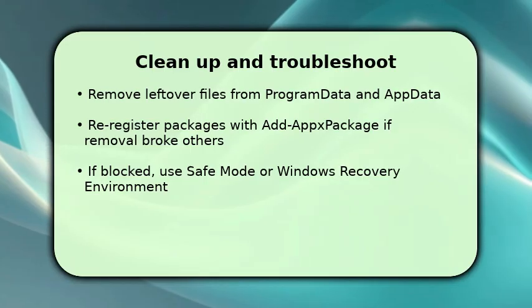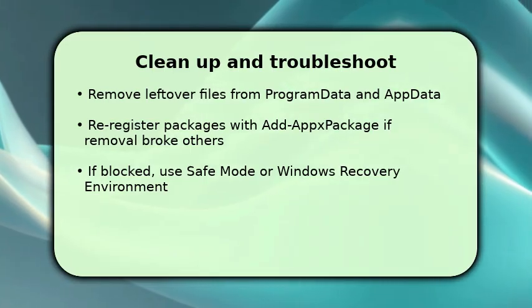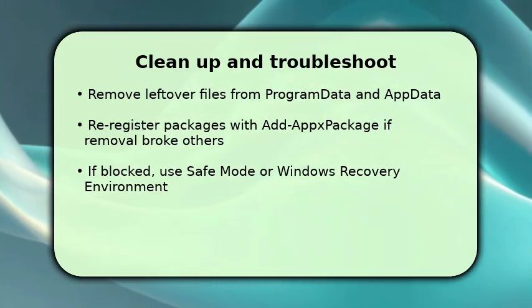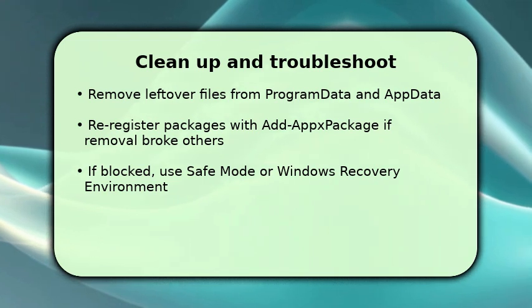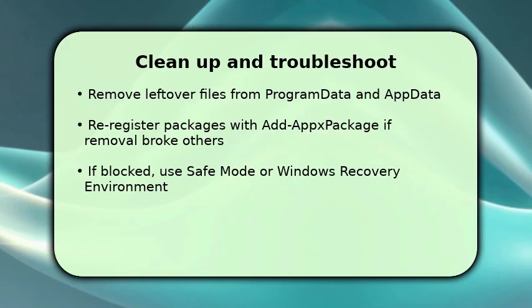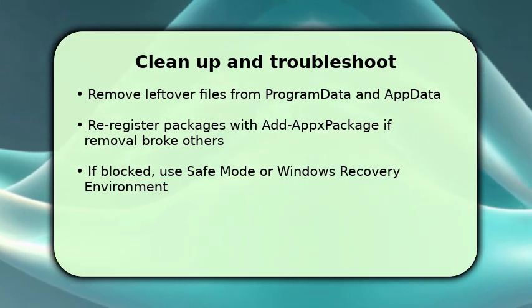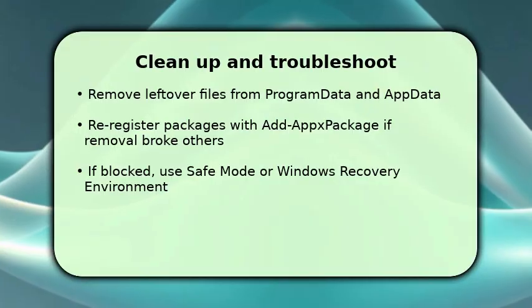If removal was blocked or errors persist, boot into Safe Mode or the Windows Recovery Environment and retry the Remove-AppxProvisionedPackage step. This avoids locked files. Finally, verify Snipping Tool is gone and restore system protection if you disabled it.